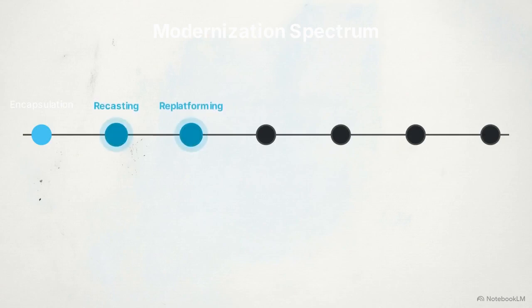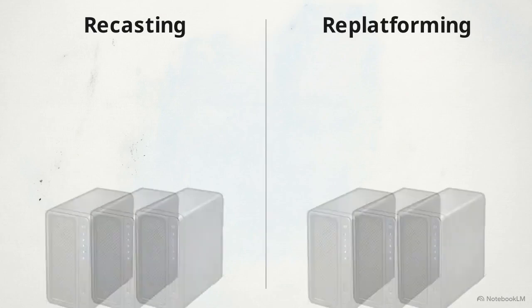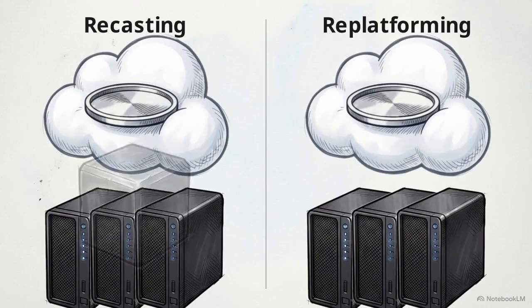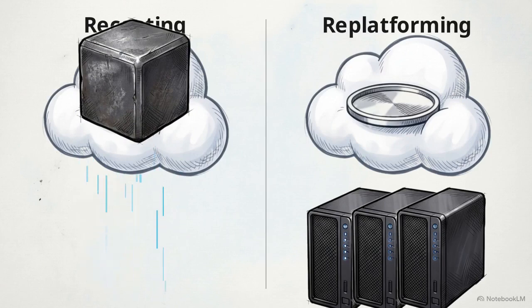Moving further along the spectrum, we reach interventions that target where the software runs, rather than how it is coded. These are recasting and replatforming. On the left is recasting, a lift-and-shift approach. Application components are taken from local servers and rehosted directly onto a cloud platform. The block itself remains exactly the same. Its internal functionality is completely spared from modification.